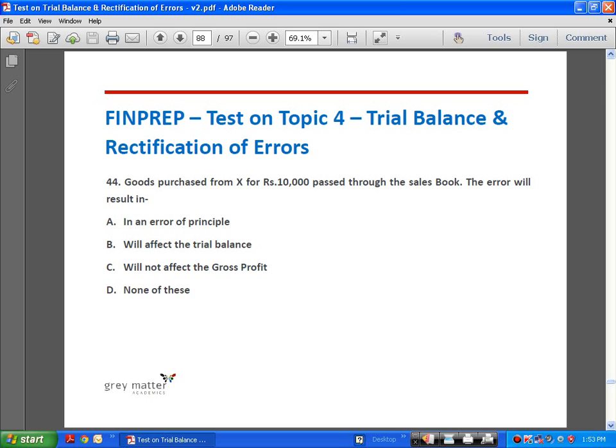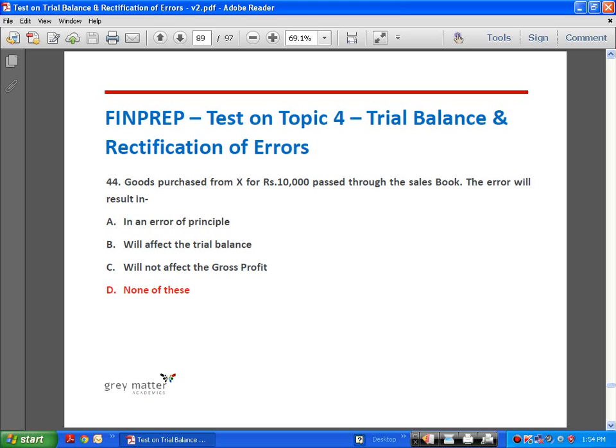Question number 44. Goods purchased from X for rupees 10,000 has been passed through the sales book. This error will result in what? Is it an error of principle? Will affect the trial balance? Will not affect the GP? None of these. So this is not an error of principle, it is an error of commission.